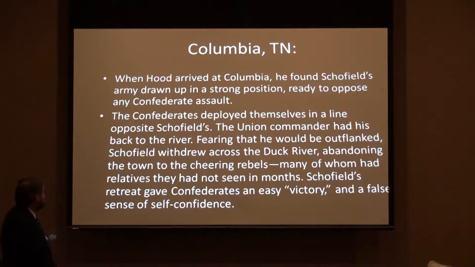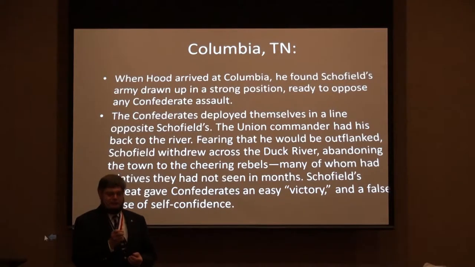The Confederates deployed themselves in a line opposite Schofield's. The Union commander had his back to the river. That's never a good position. Fearing that he would be outflanked, and this is the answer, Schofield withdrew across the Duck River, abandoning the town to the cheering rebels. So what does this look like to the Confederates?